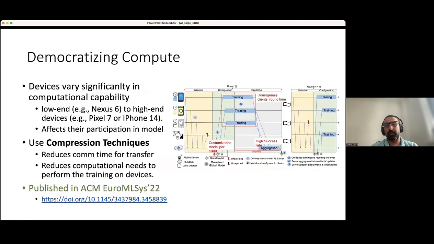So moving on, our research goal is to develop federated learning frameworks. And one of the goals we aim for is democratizing the computation. As we know, we have various devices with significantly different computational power, from low-end to high-end. The problem is that when they participate, some of them may not be able to finish their training and contribute. So we have used compression techniques to reduce the model size and allow them to participate in the training. And this work has been published in EuroMLSys.